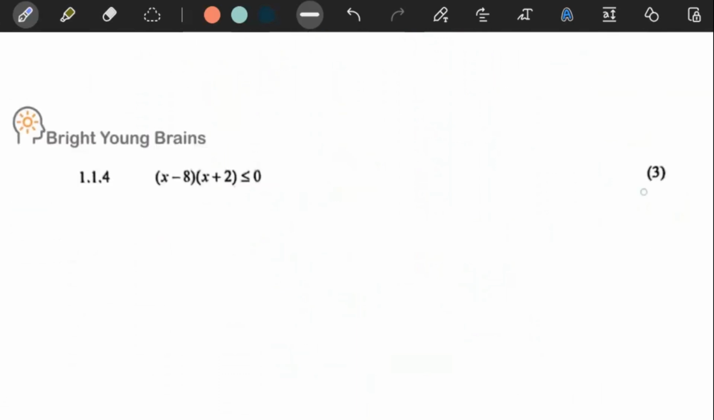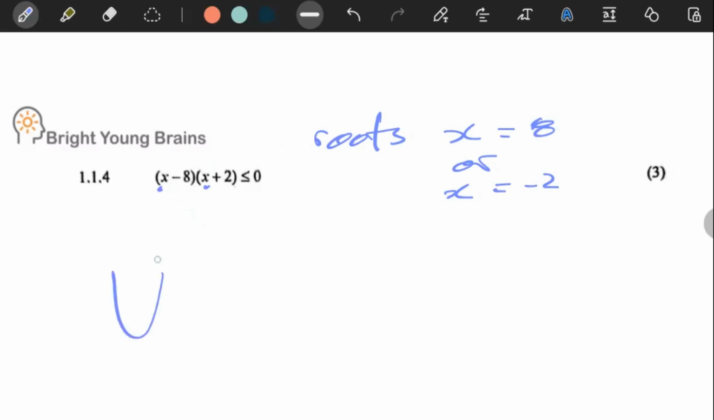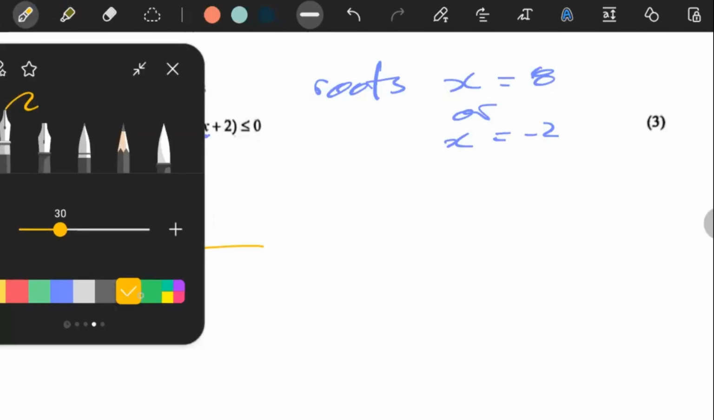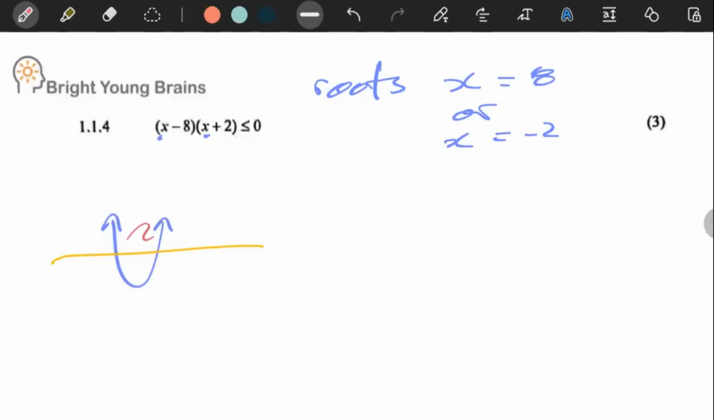The next question is out of 3. It's an inequality question. So this is very simple because it's already giving you your roots. X is 8 or X is negative 2. What you can also clearly see is that this would have drawn a smiling parabola because the x squared term there is positive. So what you know is that one of your roots, as they have already given you, was -2. The other one was +8.